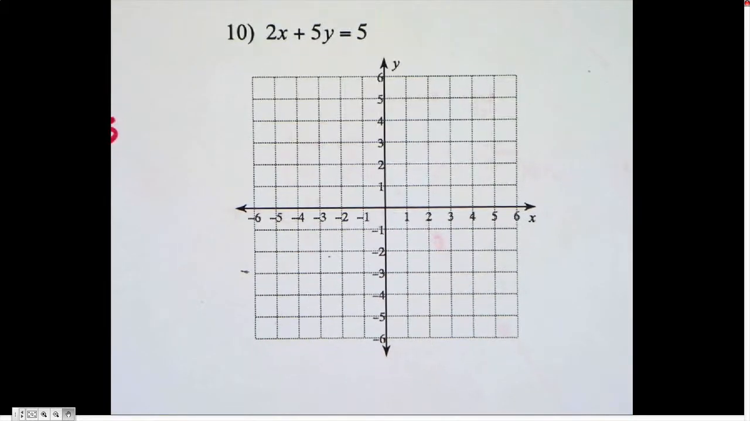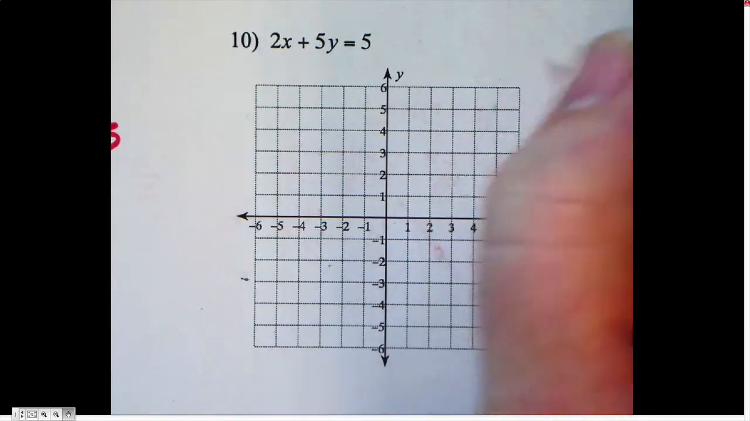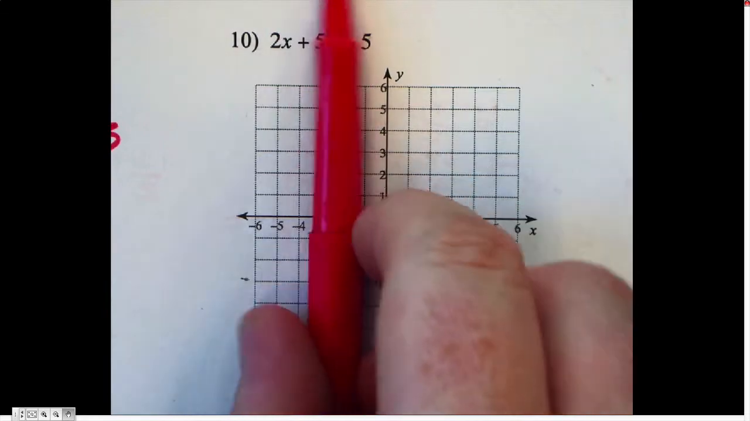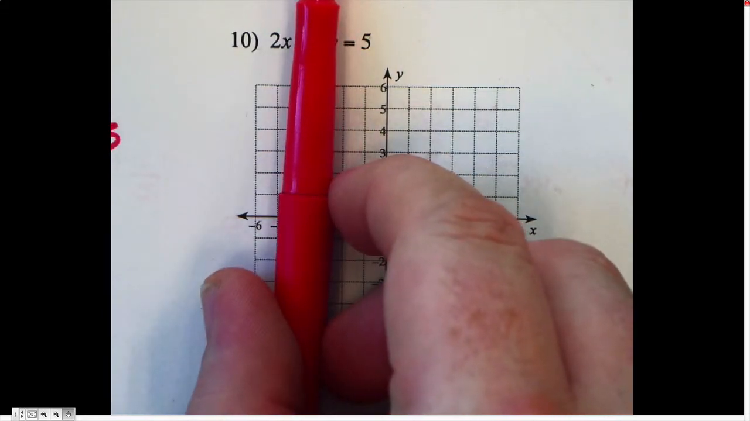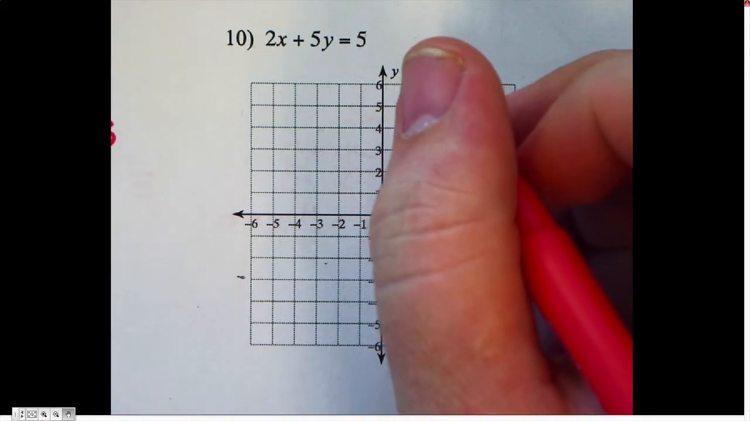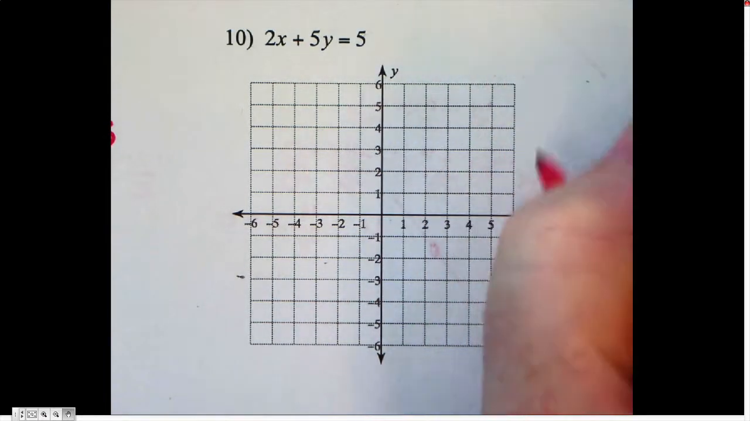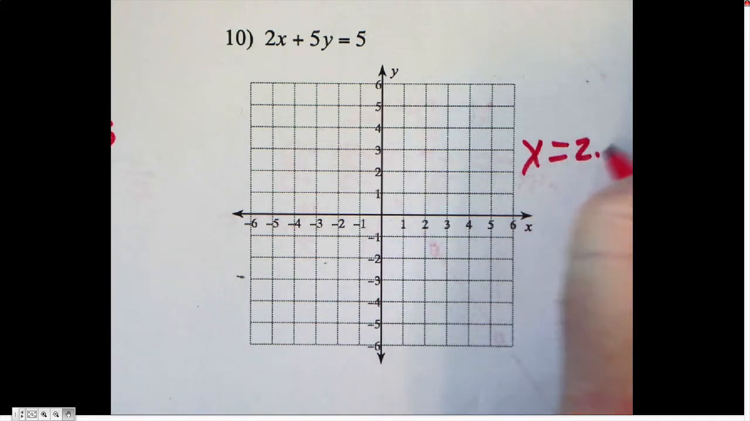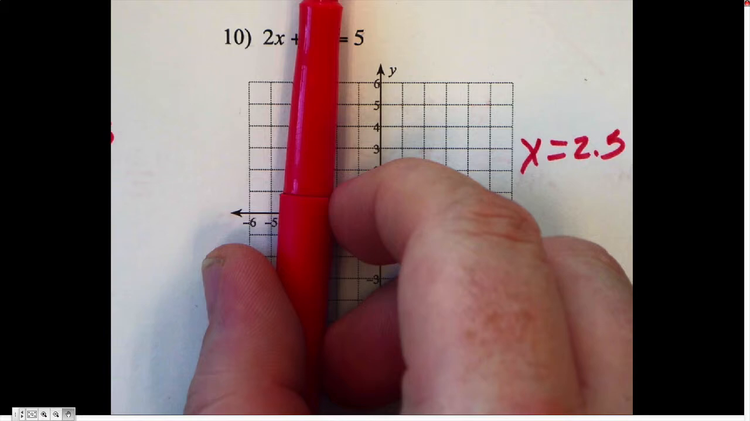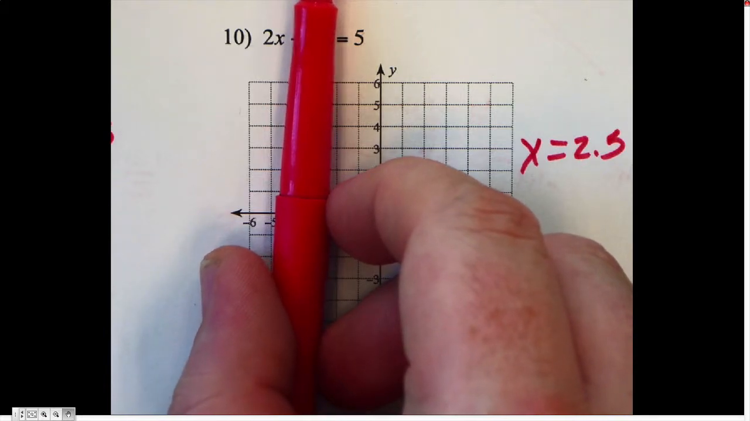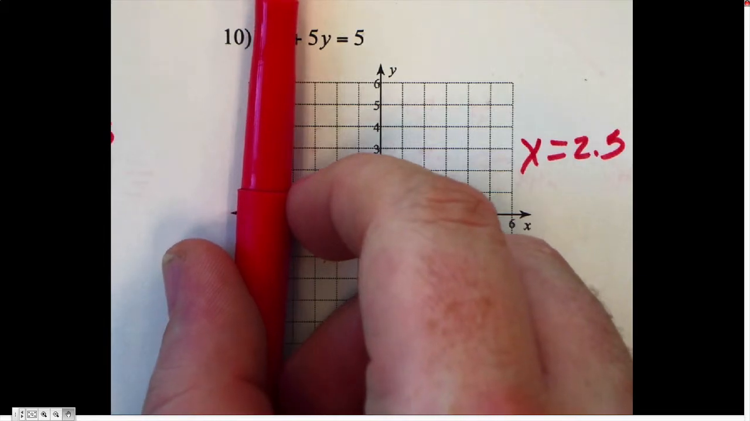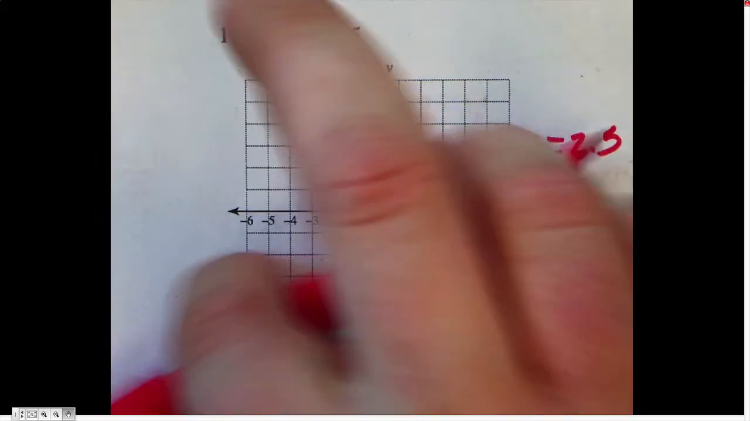And the last one of this section, number 10, doesn't end in a 0, so we can cover up the y and say, all right, 2x equals 5. So 5 divided by 2 is 2.5. So x equals 2.5. And that's all we're doing. It's just saying, we got to get the x by itself. So we're going to divide by the 2 to get the x by itself. And over here, we have 5y equals 5. So y equals 1.